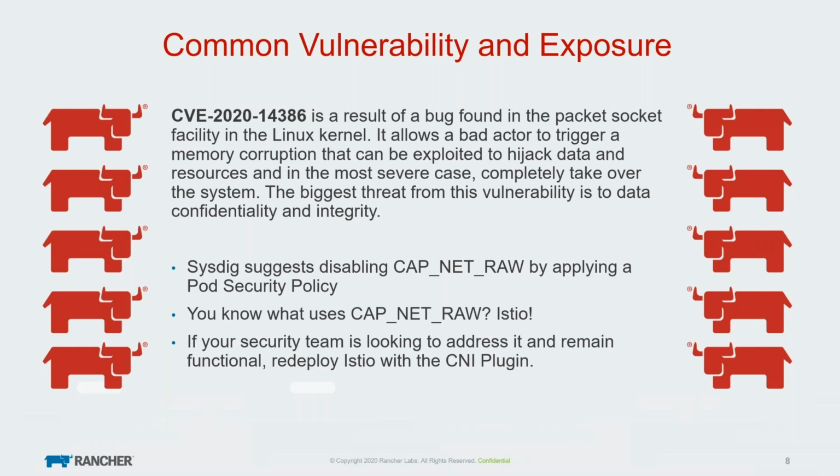And so if you were to enable a pod security policy in your cluster to disable CapNet raw, you would effectively, unless you've gone through the remediation steps down below, be turning off your Istio capability so that the containers just can't run and you can't communicate with your services. But long story short, if you're running Istio at present and your security team is really itching to mitigate this CVE, you could do so with a CNI plugin.